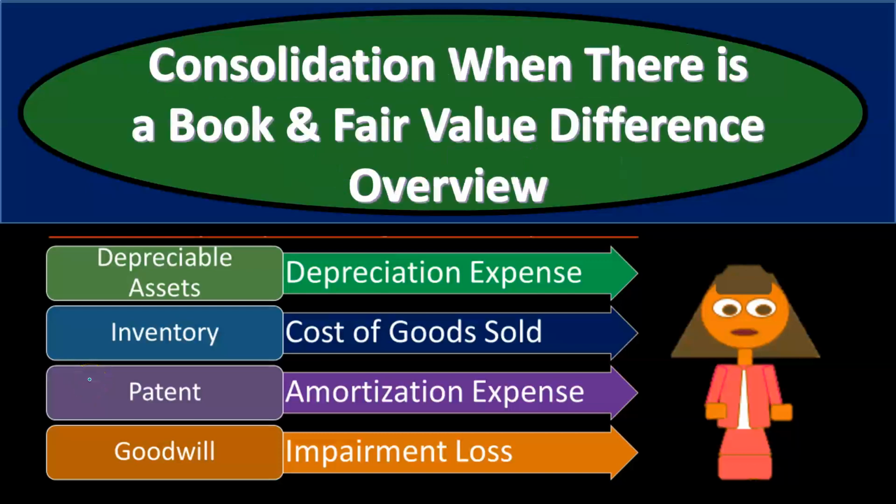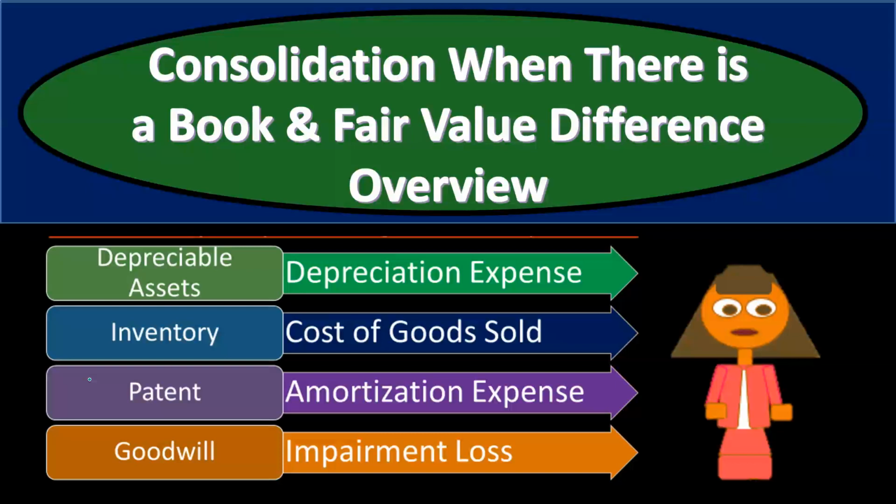Advanced Financial Accounting. In this presentation, we're going to take a look at a consolidation process when there is a book and fair value difference. In other words, we'll have a consolidation. We have two companies, a parent-subsidiary type of relationship, and the parent has a controlling interest of the subsidiary. Therefore, consolidation is what we're going to be doing.